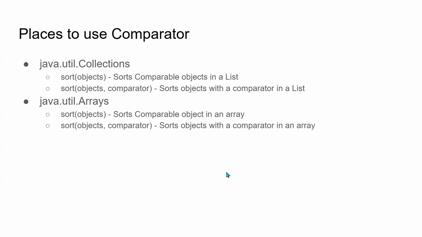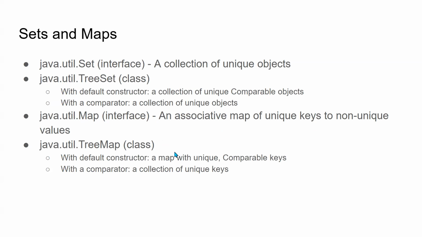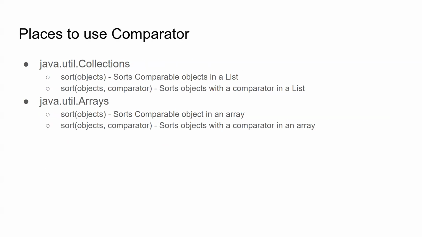Okay, so places that we can use comparators. You can use them in sort routines. You can pass them as a second argument to a sort routine, and for lists, using the Java util Collections class, which has these static sort methods on it. Similarly, you can call the sort methods for arrays with a comparator as a second argument. So we've shown you how to write your own sort routines, but in real life, you'll probably just call sort.